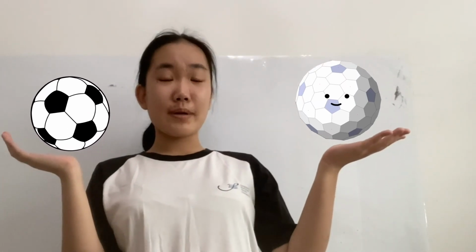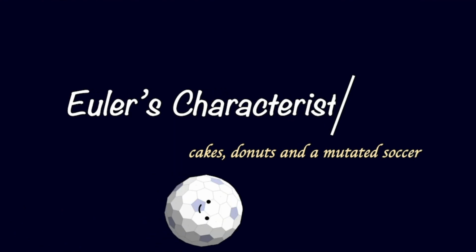If you've ever looked at a soccer ball, you might notice that there are 12 pentagons and 20 hexagons. Funny thing is, any polyhedron made of pentagons and hexagons must have exactly 12 pentagons, even in some kind of mutated soccer ball. And that's because of something called Euler's characteristic.